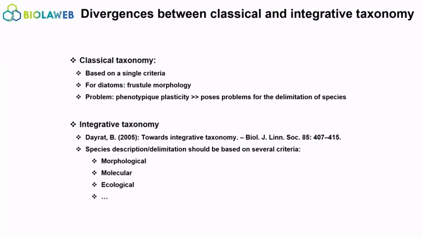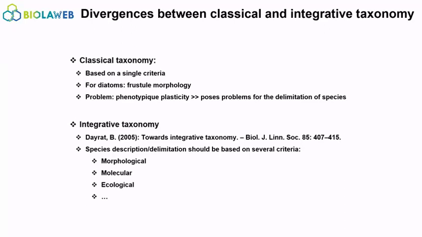The idea of integrative taxonomy was introduced by Dayrat in 2005. The idea is to make species delimitation based on several criteria. You can use morphology, you can use DNA, but you can also use ecological information. You can also use, for instance, interbreeding experiments, to see if two individuals are able to breed and give descendants that are able to survive. So you can use all these criteria.